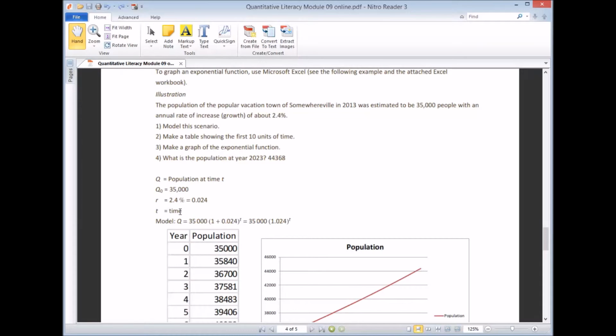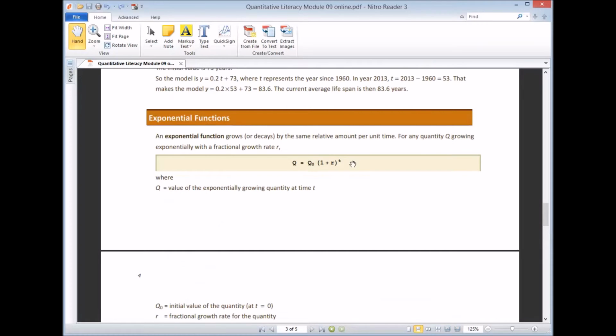So the model will be, plug it in to here, Q is equal to 35,000 times parentheses 1 plus 0.024 parentheses to the t power. So just add the 1 and 0.024 to be 1.024. So the model is Q is equal to 35,000 times 1.024 raised to the t power. That follows this model right here.